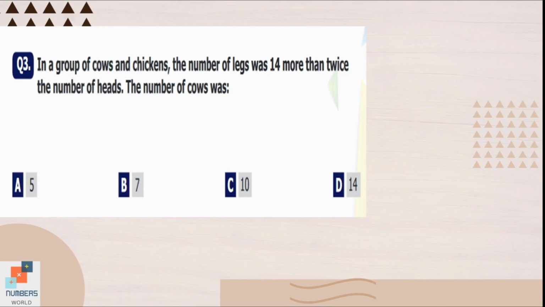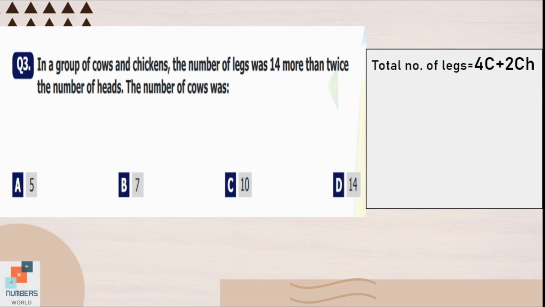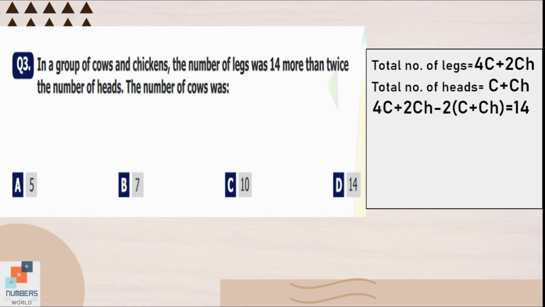Question number 3. In a group of cows and chickens, the number of legs was 14 more than twice the number of heads. The number of cows was? Let C represent the cows and CH represent the chickens. Now the total number of legs is equal to 4C plus 2CH, as a cow has 4 legs and a chicken has 2. The total number of heads is equal to C plus CH, as both the animals have one head, so we will write it like this. Now, the information that is given in the question is that the difference between the total number of legs and twice the total number of heads is equal to 14. So this will be our equation.